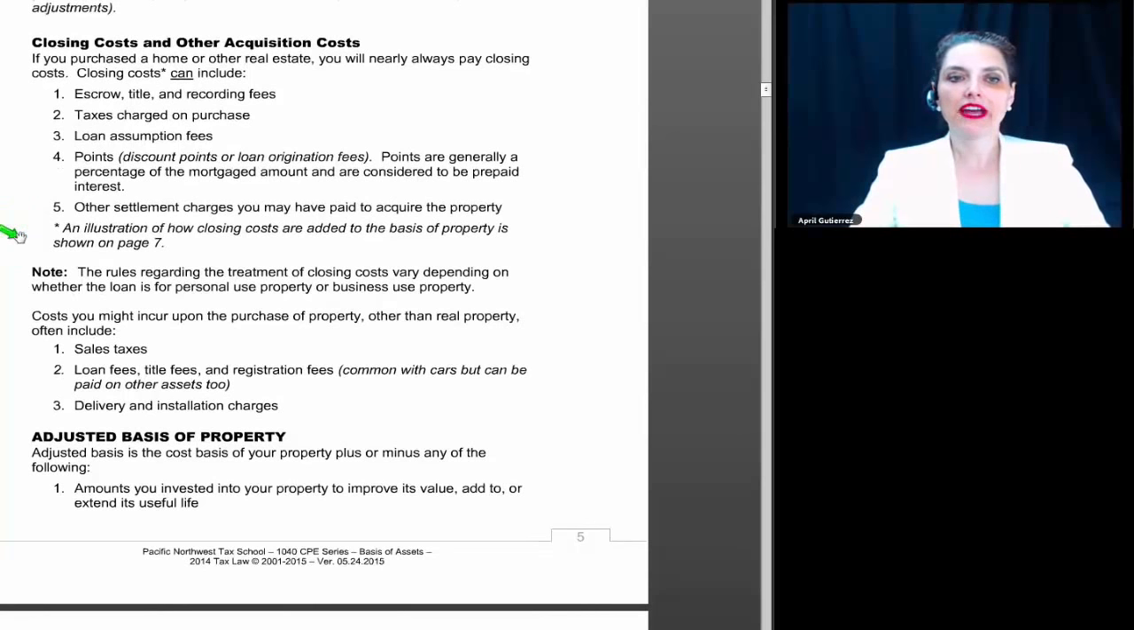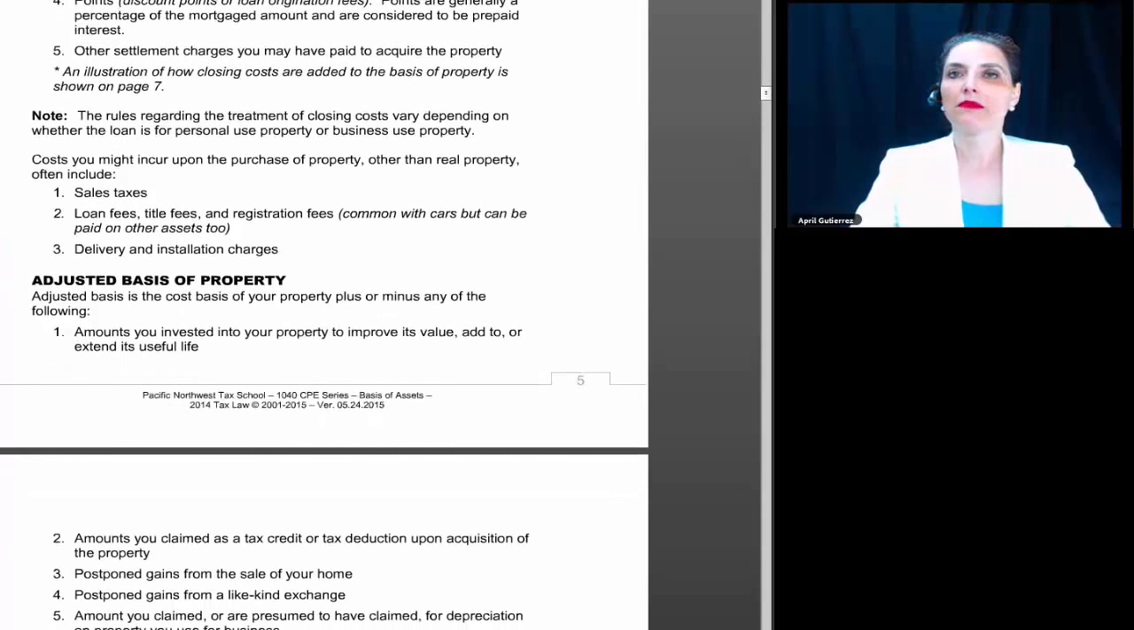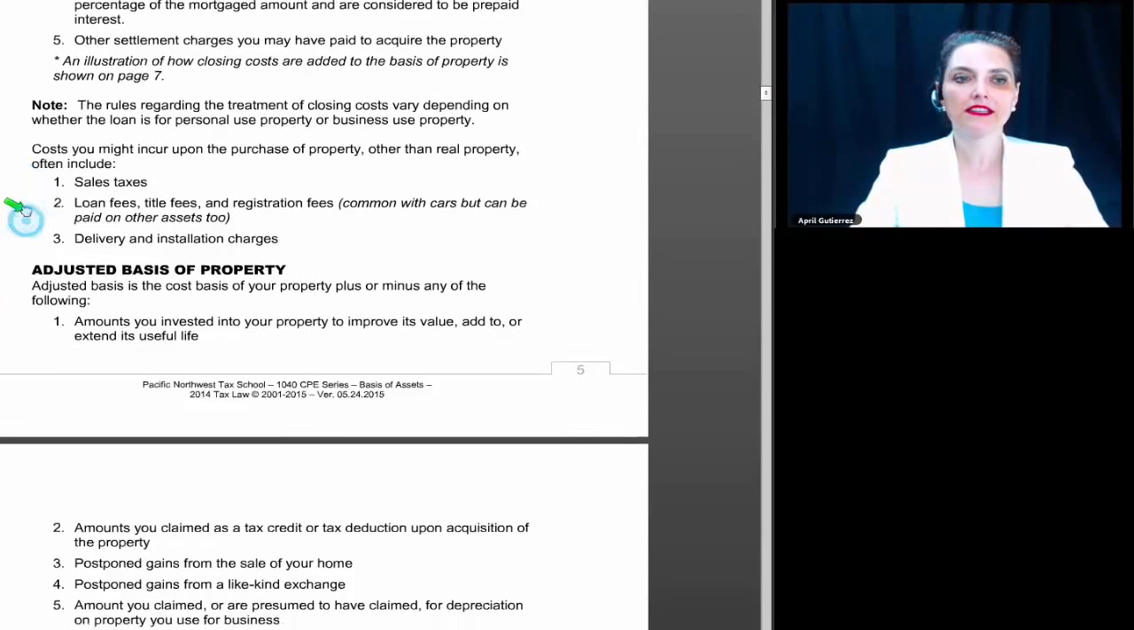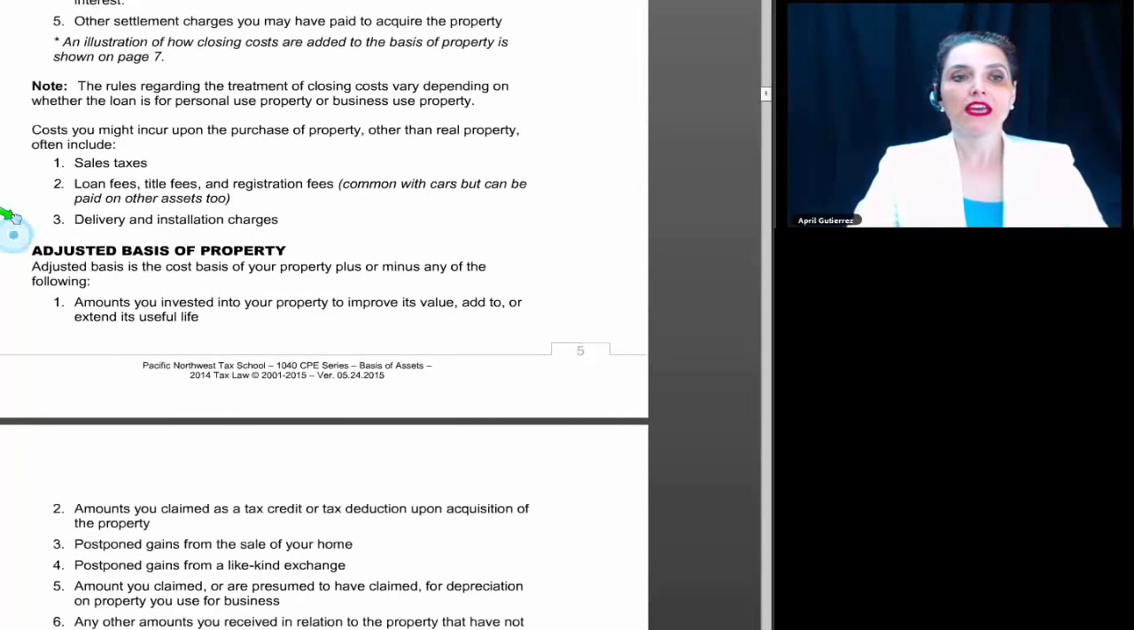Now, an illustration of how closing costs are added to the basis of property is shown on page 7, so I'm going to get to that in a minute. You should also note that the rules regarding the treatment of closing costs vary depending on whether the loan is for personal use property or business use property. And costs that you might incur upon the purchase of property other than real property can include sales taxes, loan fees, title fees, and registration fees. And these are common with cars, but can be paid on other assets too. And finally, delivery and installation charges.